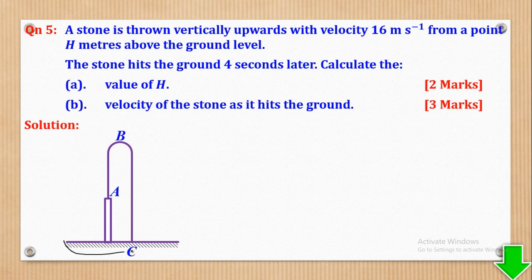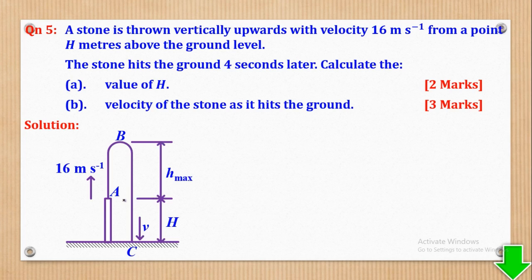So this is the ground level, and this is the starting point at the height of capital H. Then the particle moves vertically upwards, then it comes back down to the ground. The initial velocity was 16 meters per second, final velocity, let it be v. Then the height, capital H, is the height of the point of projection, and from here to here is the maximum height.